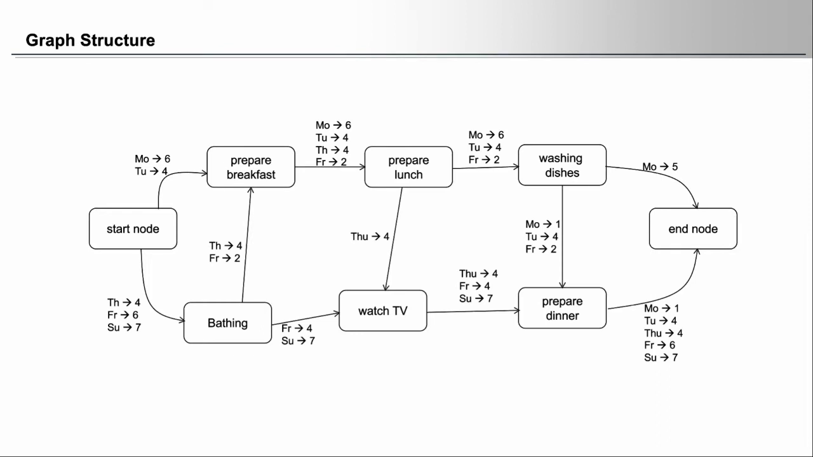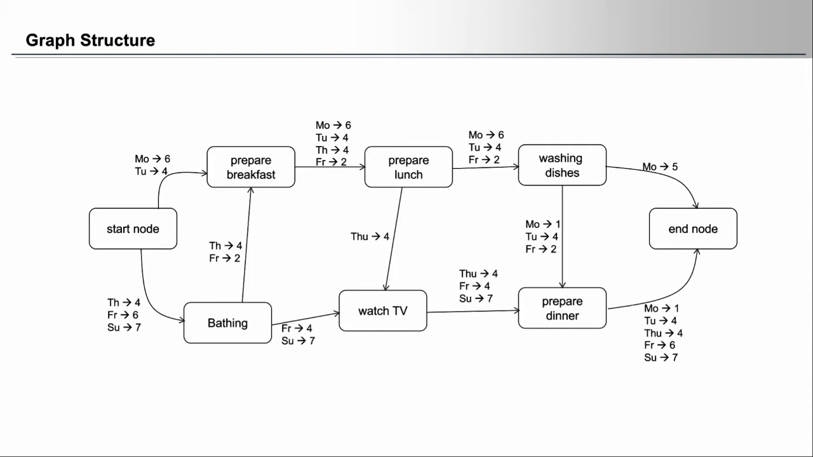In this picture, one can see the structure of the graph. It contains the start node on the left-hand side of the figure and the end node on the right-hand side. The start node denotes the start of the day, while the end node denotes the end of the day. All other nodes represent one activity type, such as preparing breakfast or watching TV.